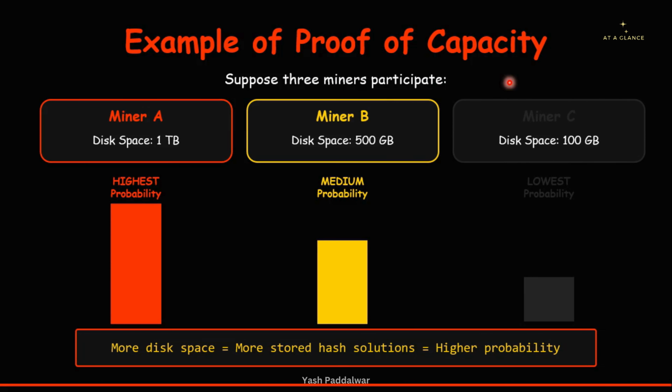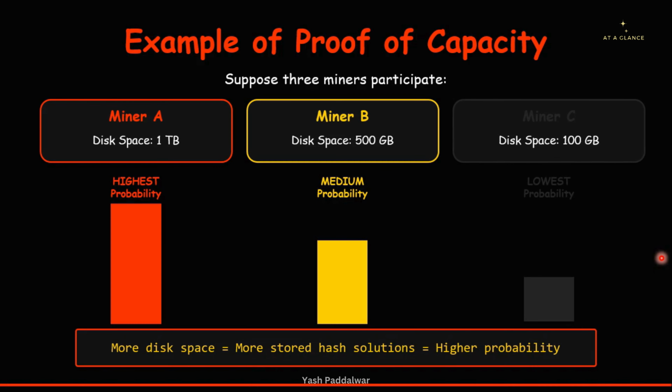An example of proof of capacity: suppose we have three miners who participated. Miner A has a disk space of 1 TB, miner B has a disk space of 500 GB, and miner C has a disk space of 100 GB. You can see miner A has the highest disk space of 1 TB. Merely we can say that if a particular miner has more disk space, that miner will have more space to store the hash solutions, right? And obviously will have a higher probability to win.